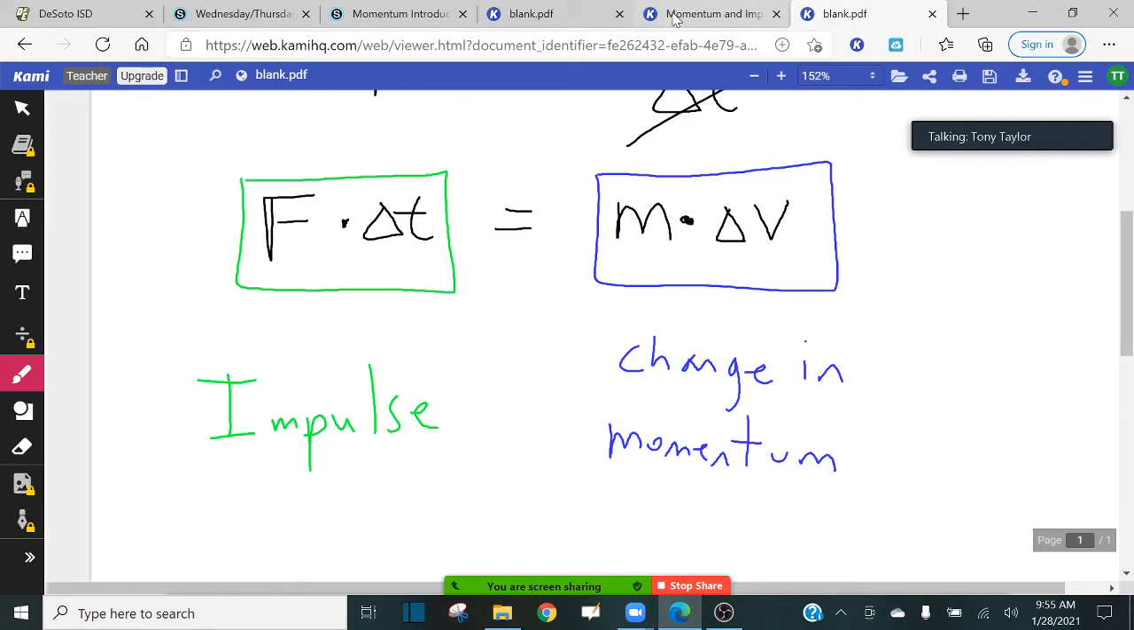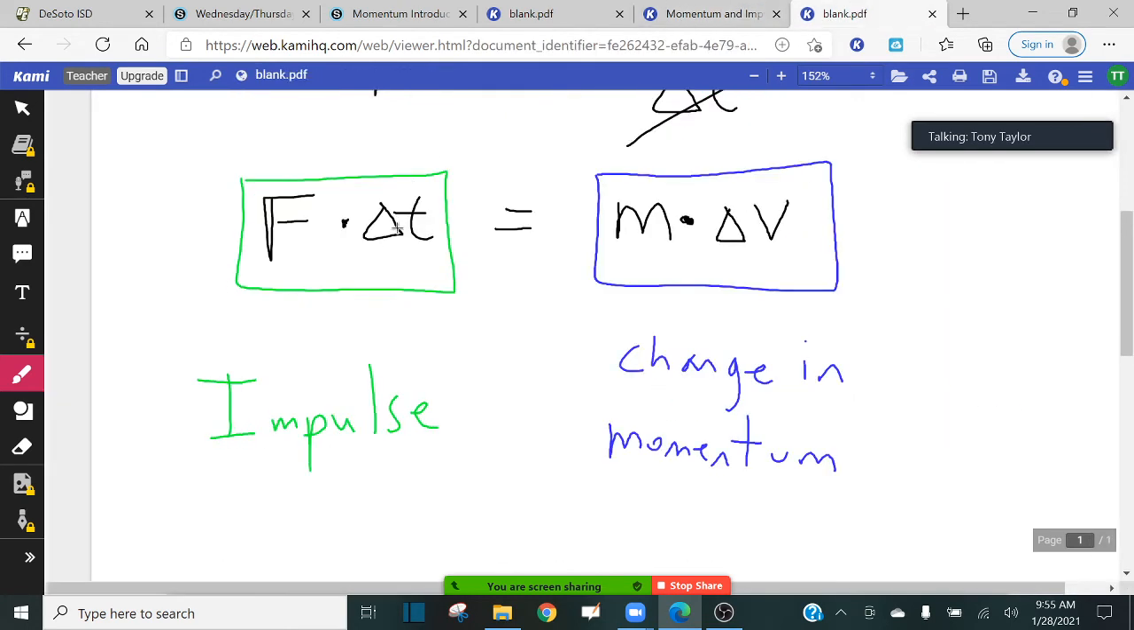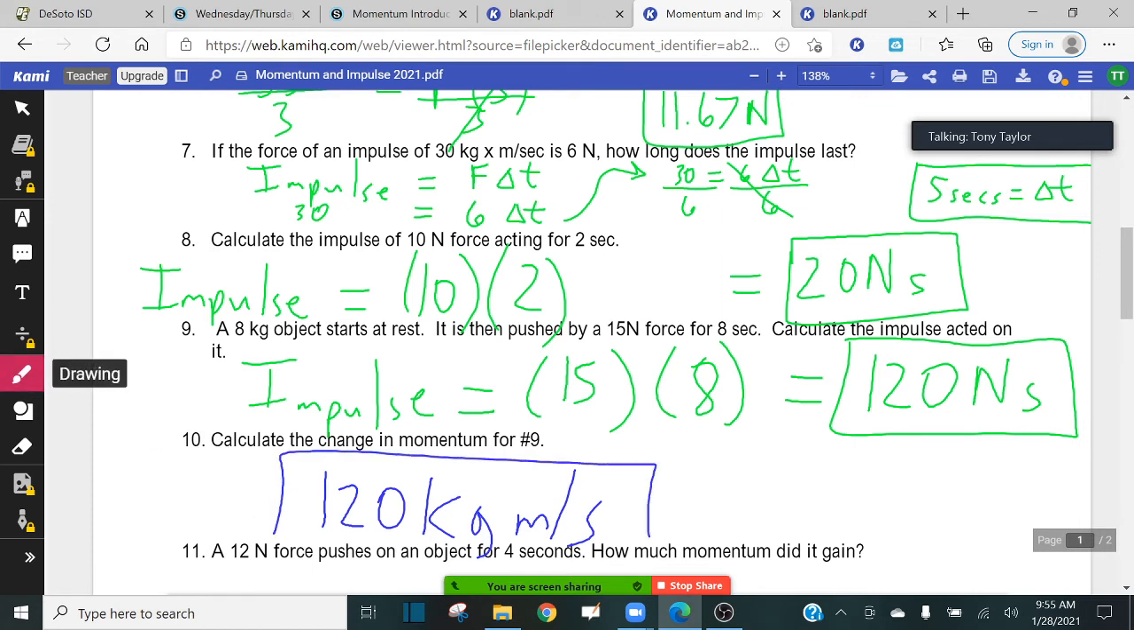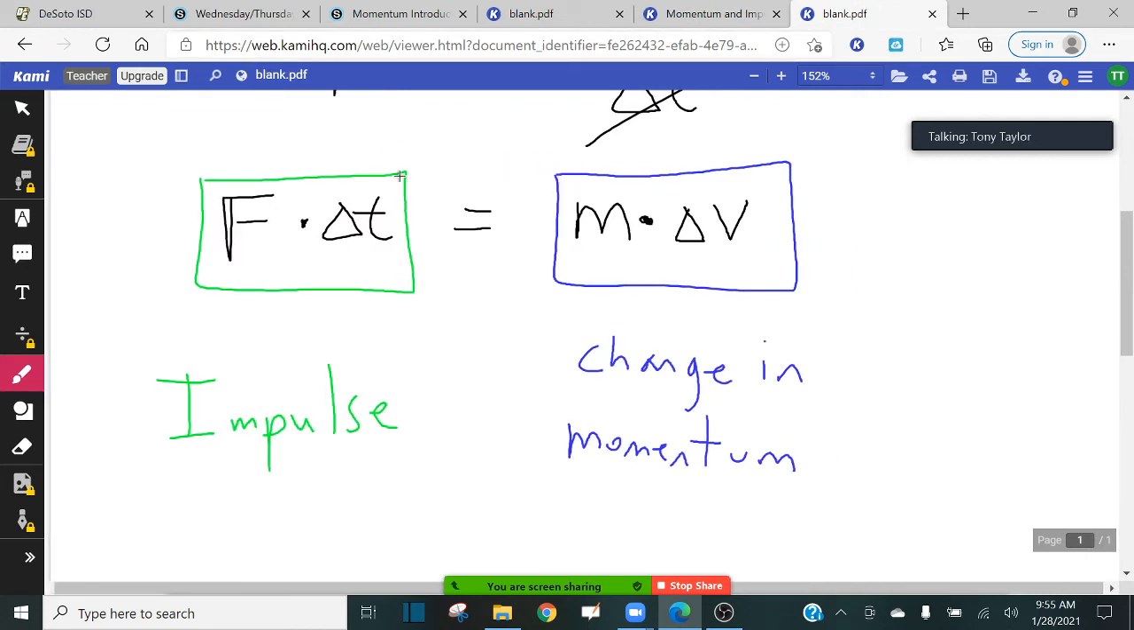This equals this. So if the impulse was 120 Newton seconds, then the change in momentum better also be 120. So 120 kilograms meters per second represents our change in momentum for number 10, right? These two numbers should equal each other. So change in momentum is equivalent to the impulse, because that's what this theorem says. The magnitude of this value is equivalent to the magnitude of that value. Got it?